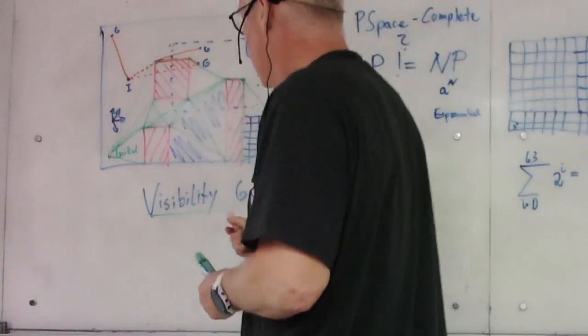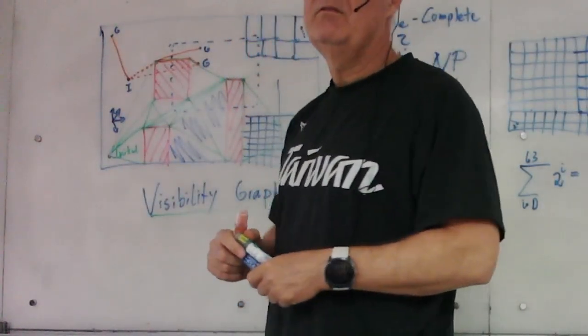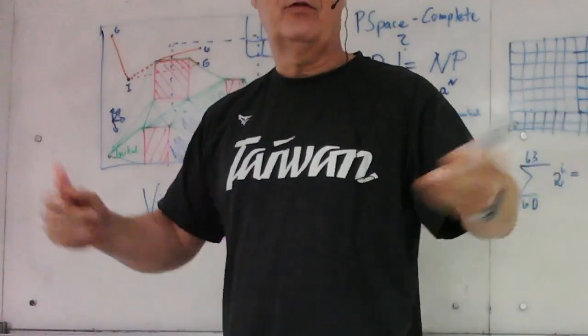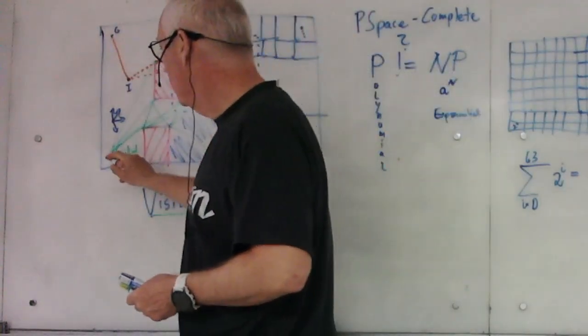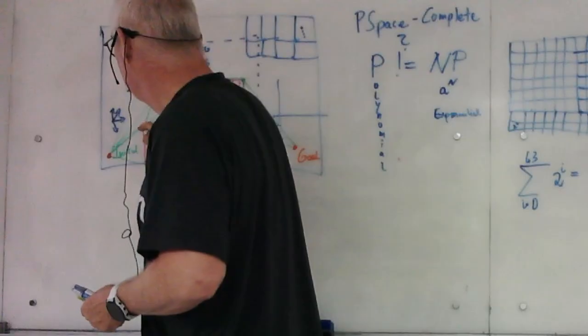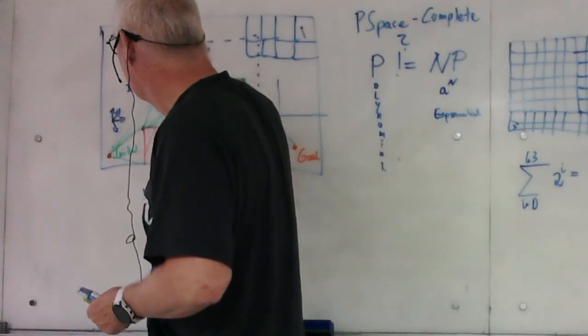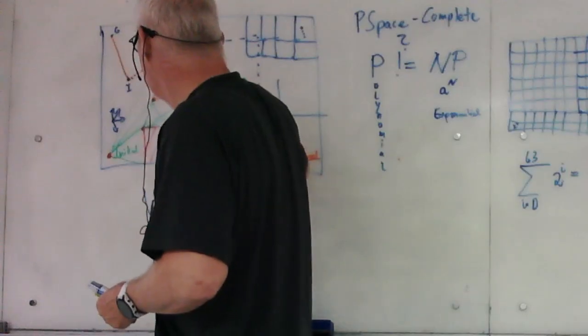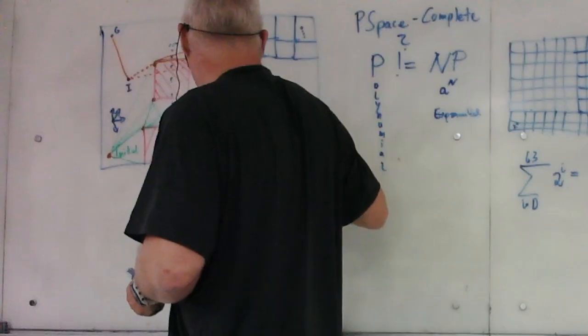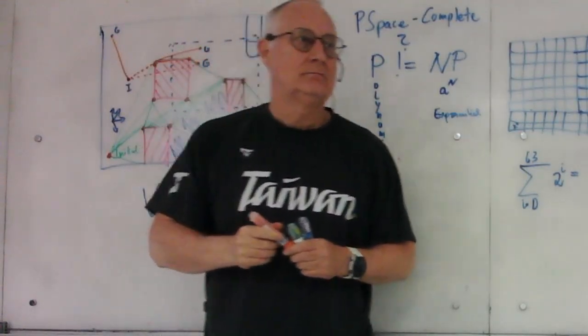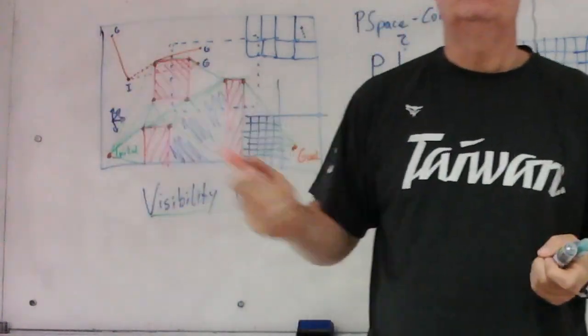So that's the visibility graph theory. Then you can run depth first search or A star search. But now your states would be only these points, right? Only these vertices. And then you go from one to the other.